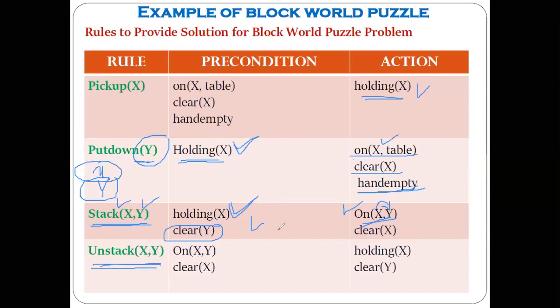Then what will be the precondition for it? X should already be on Y and there should be nothing on top of X, that is, X must be clear. Yes or no? Yes. Then what action can we perform? Holding X, we can hold X, and Y becomes clear. You have held the X, which means you are removing the X from the Y, and if you remove the X from the Y, Y becomes clear? Yes or no? Yes, sir.